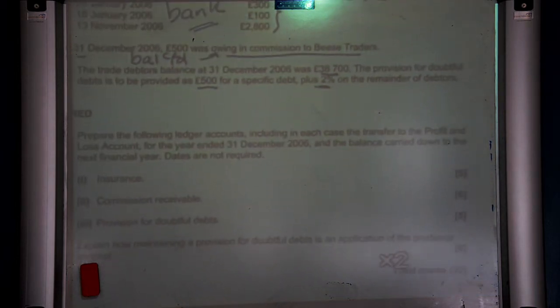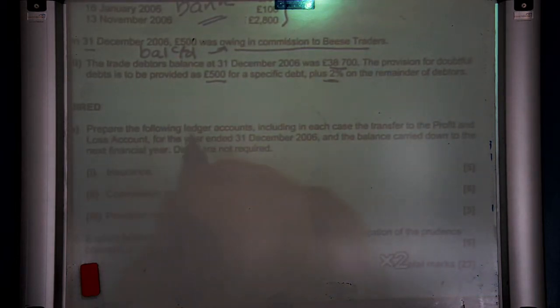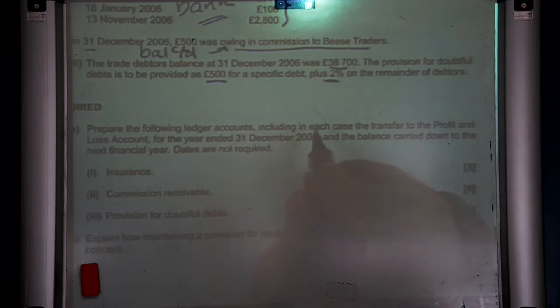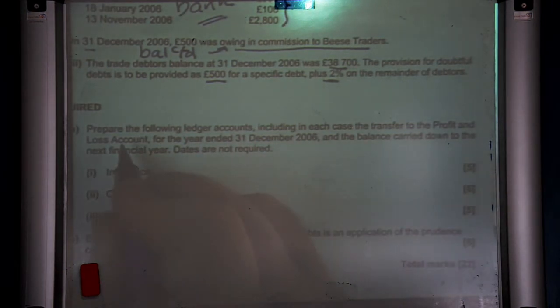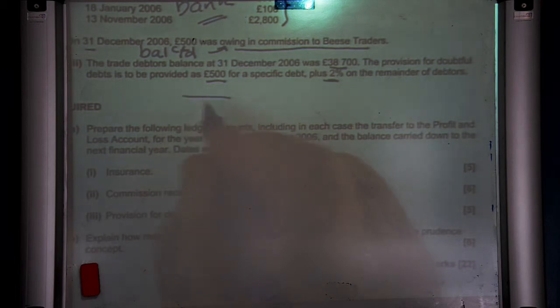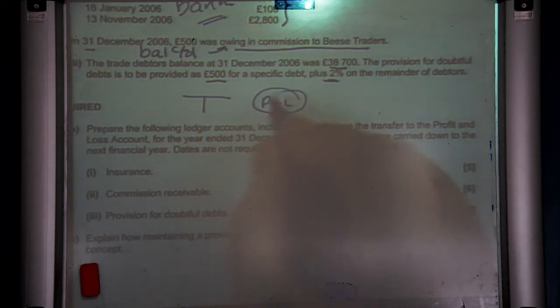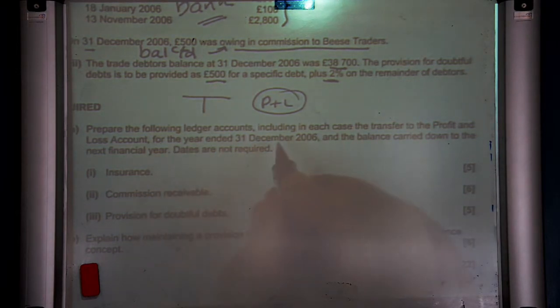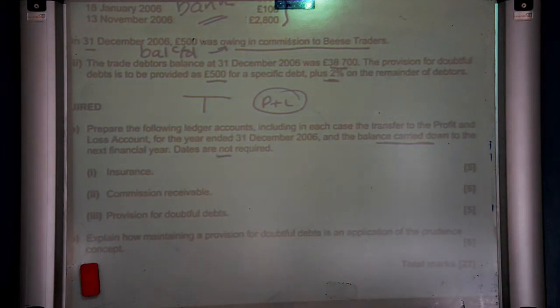Let's have a look at what they've asked me to do. Prepare the following ledger accounts, including, in each case, the transfer to the profit and loss. So I'm going to do my T accounts. Cool, got that in my head. And I want to try and figure out my P&L for the year ended 31st of December. Dates are not required. Okay, cool, so I don't have to put any dates in.